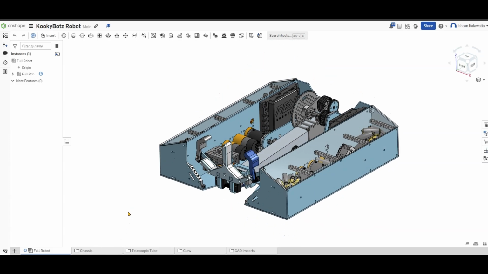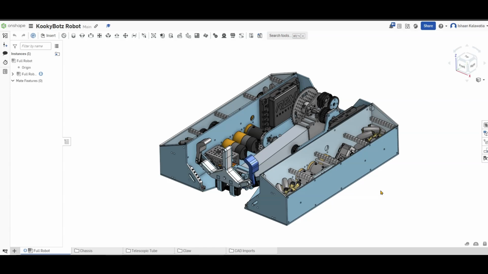So yeah, that was my CAD of the KookyBotz robot. I hope you found this useful, and I hope this will be useful for many FTC teams in the future.